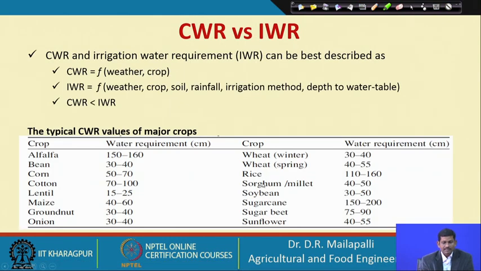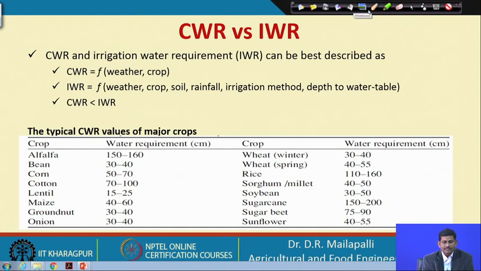So then what is the difference between crop water requirement and irrigation water requirement? Definitely, crop water requirement is a subset of irrigation water requirement. The crop water requirement is a function of weather and crop, whereas irrigation water requirement depends on weather, crop, soil, rainfall, irrigation method, and depth of water table.